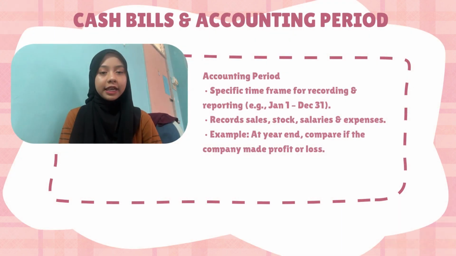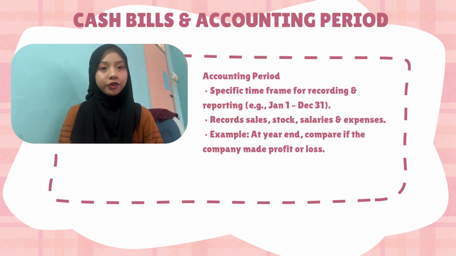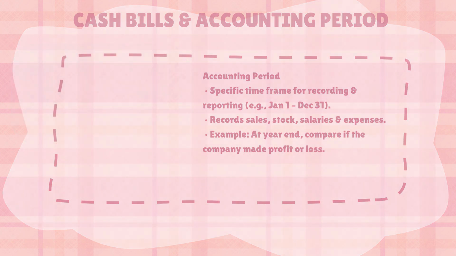First, the accounting period. This is a specific period of time used to record and report the company's financial activities. For example, my company might use January 1st to December 31st as the accounting period. Within this period, all the sales, stock purchases, staff salaries, and operating costs are recorded. At the end of the year, I can clearly see whether the company made a profit or a loss and compare the performance with previous years.